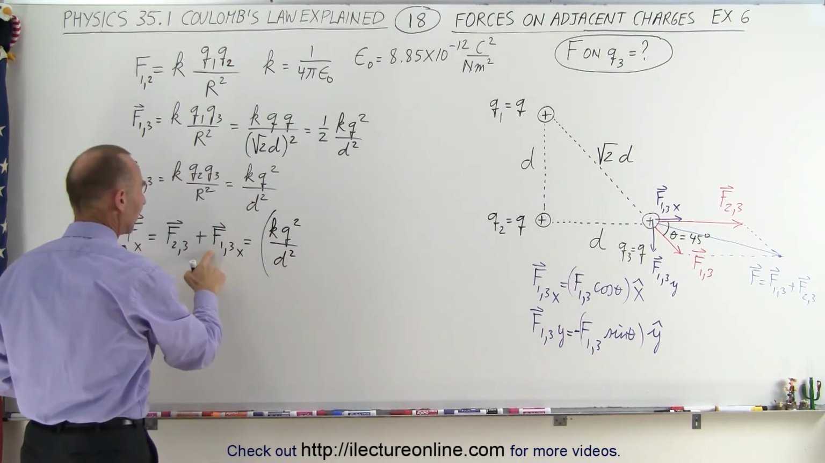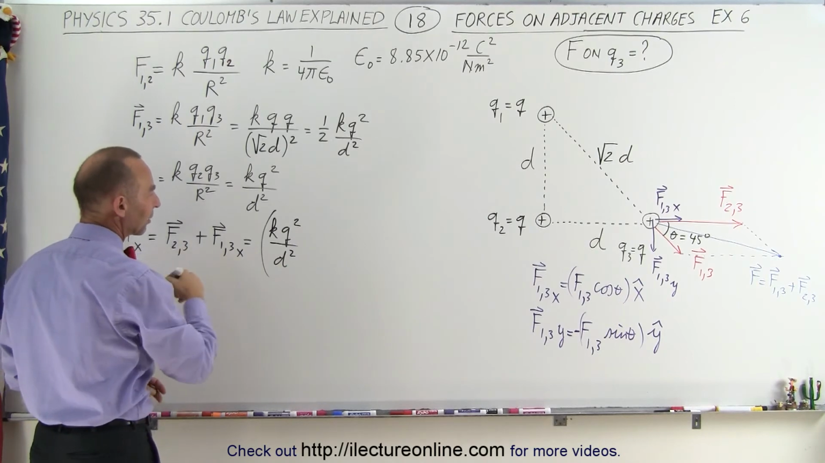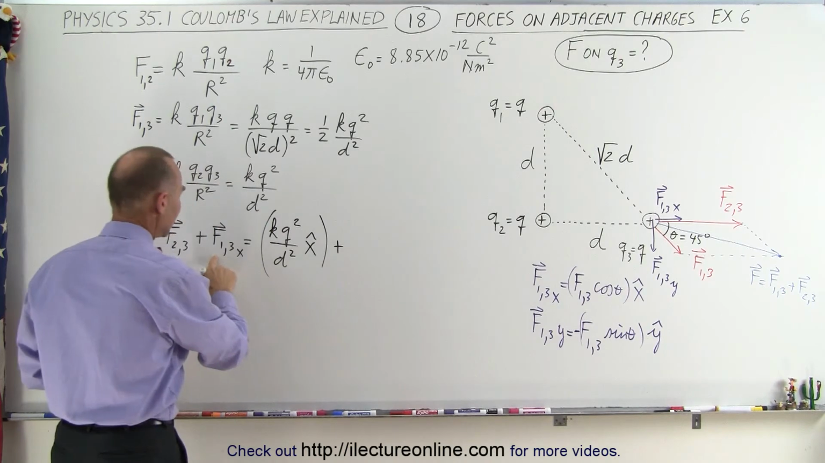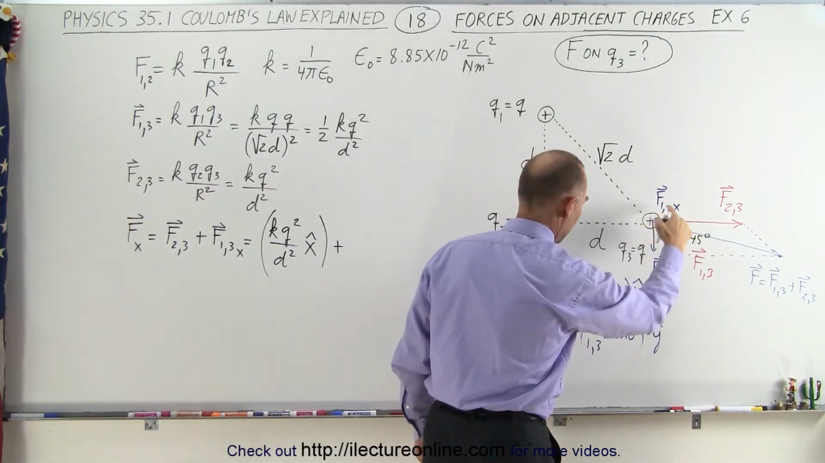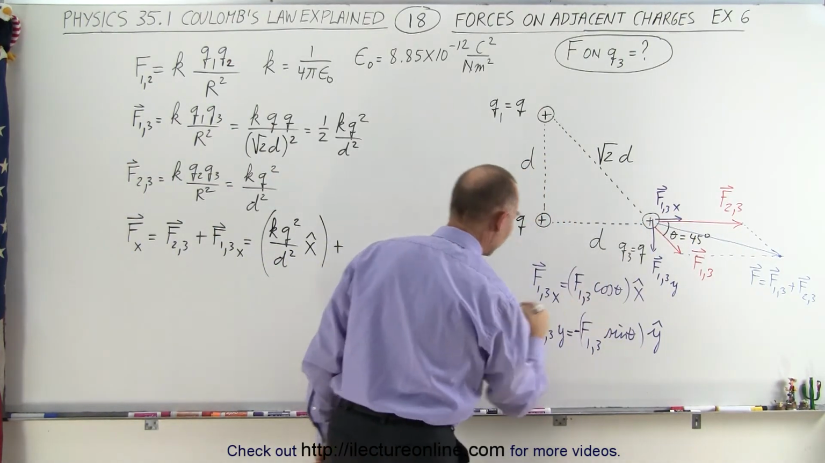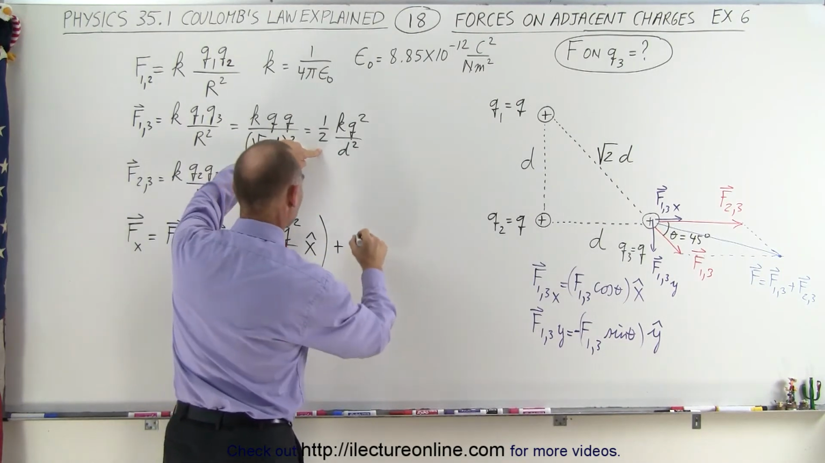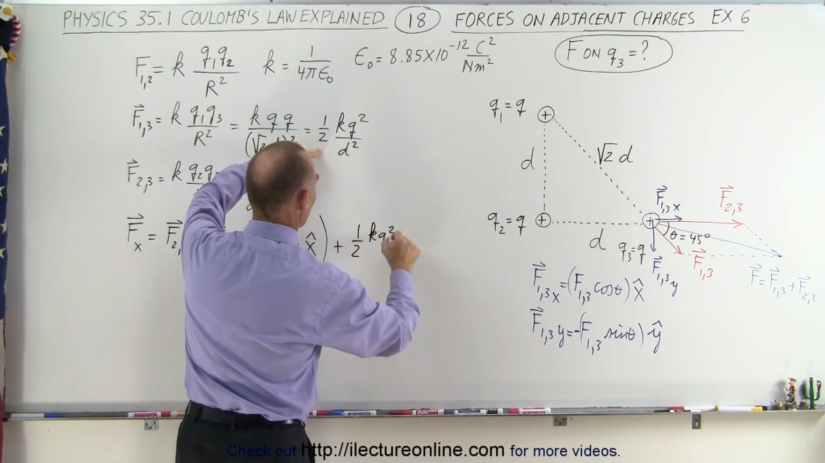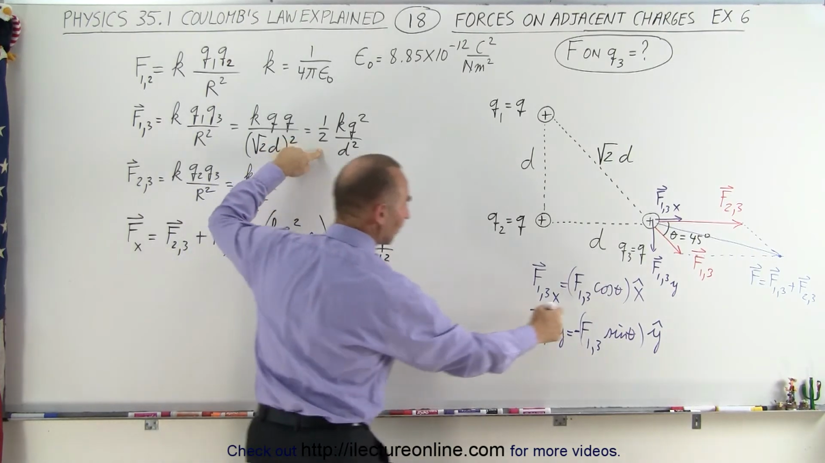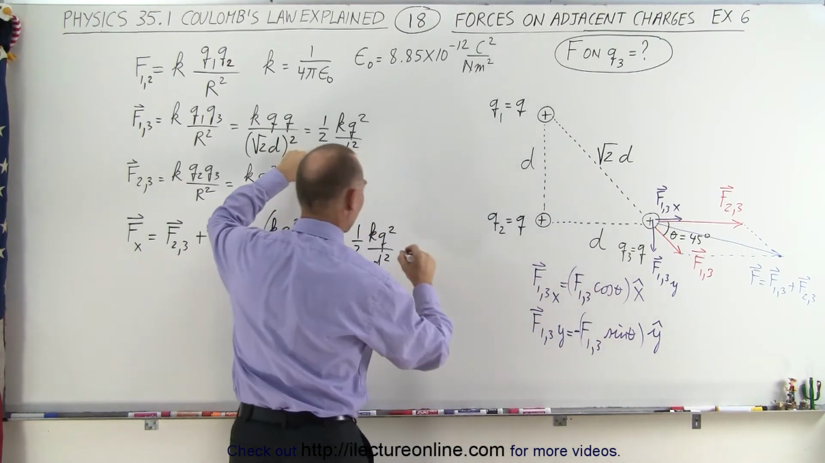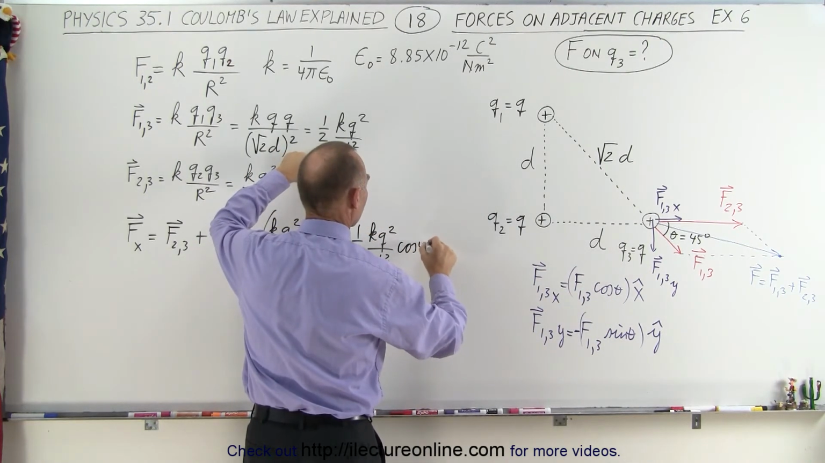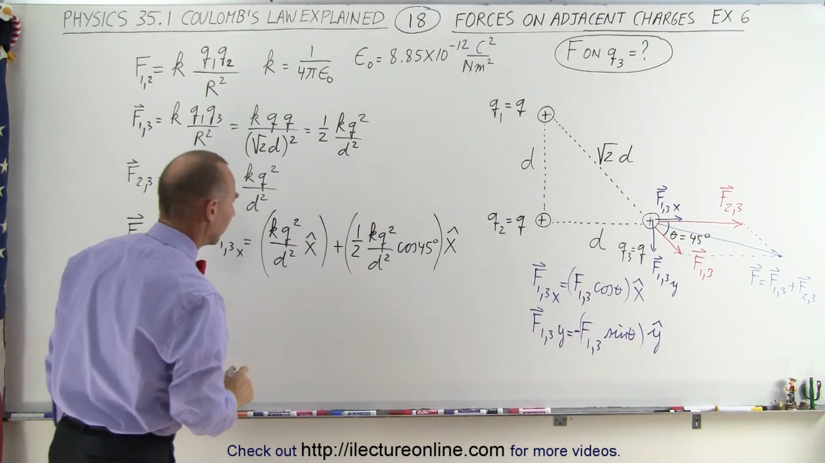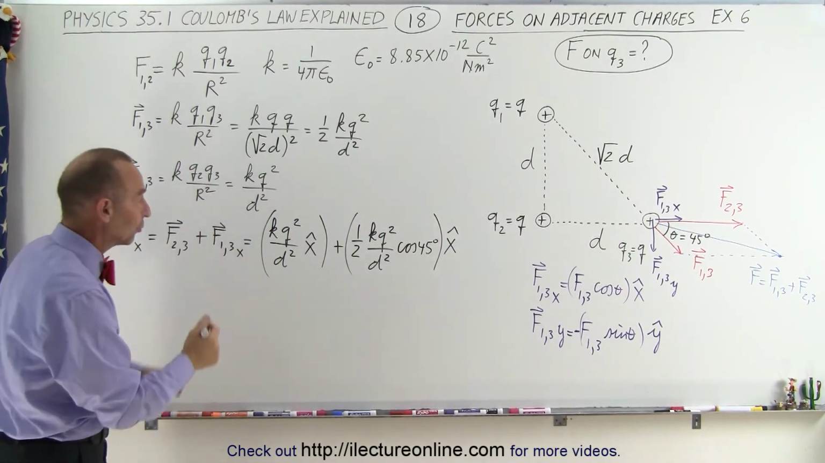And then we're going to add to that the magnitude of F13 in the x direction. So we're just going to write it like this: plus the x component of F13, which is the magnitude of F13, which we find over here, 1/2 times kq squared over d squared, times the cosine of 45 degrees. And that's also in the x direction. And so all we have to do then is simply add those two together.